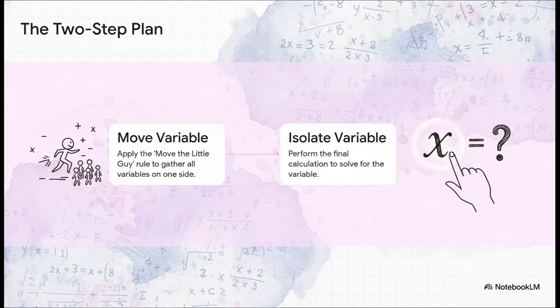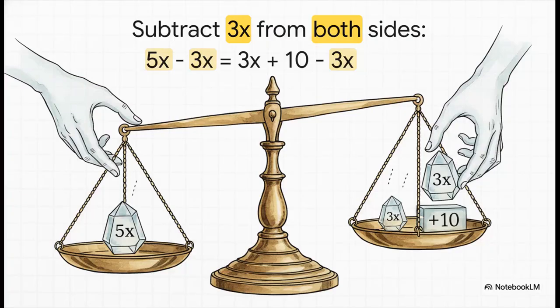We're going to follow a simple two-step process. First, we'll use our move the little guy rule. Then, once the variables are all on one side, we'll do one final step to get x all by itself and find our answer.